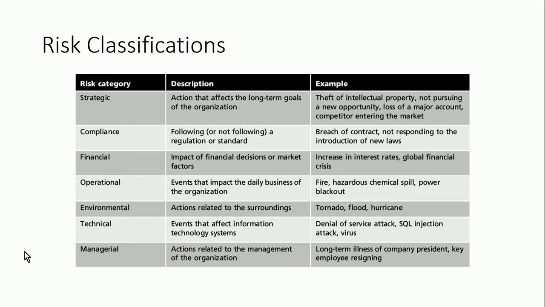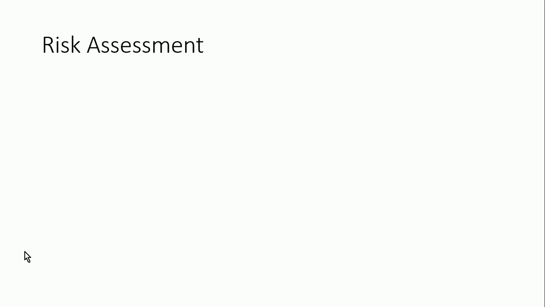So again, you can make yourself a table or whatever, somehow try to figure out what those threats are. What are the most likely threats for those assets? Then we can classify all of our risks. So this is an example of a table from your textbook of different risk categories: strategic, compliance, financial, operational, environment, technical, managerial. So these are just classifications. Again, it's just another technique we have to try to assess and evaluate what all of these assets are, what their value is to us. So this is just a classification scheme.